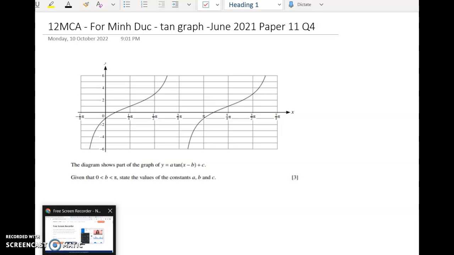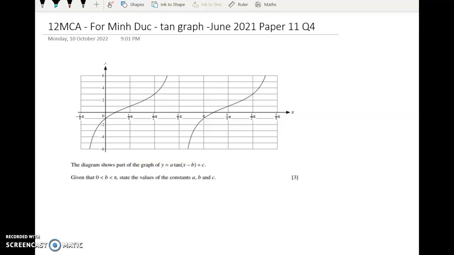Got a Year 11 and 10 question, this is a nice, quite tricky graph transformation question for Minh Duc, and it's a trig graph that has had some stuff done to it. We're given the form of the equation, and we have to figure out what the values are. The diagram shows us part of the graph of y equals a tan of x minus b plus c, and we have to figure out the values of a, b, and c.